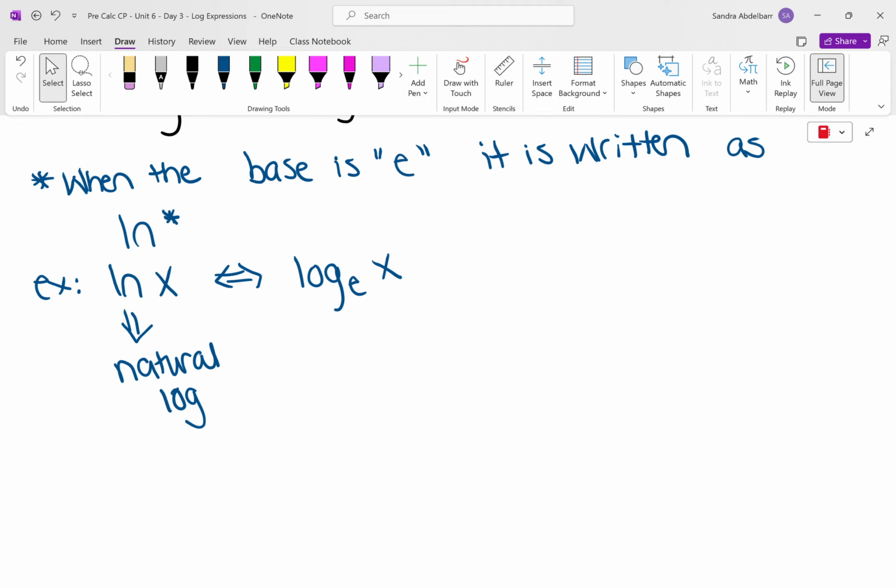Shouldn't that be NL? NL? It's natural log. You would think, right? But no, it's LN. Who came up with this stuff? Me. I don't know.